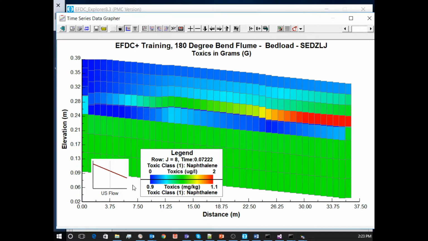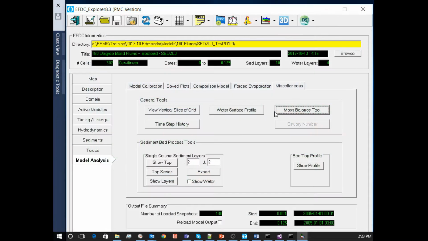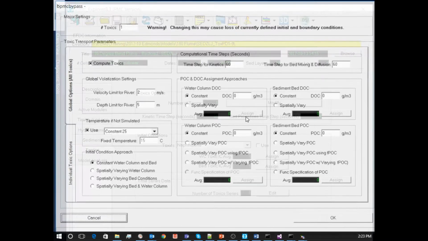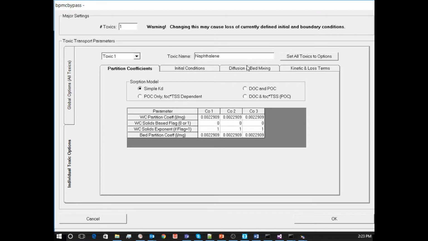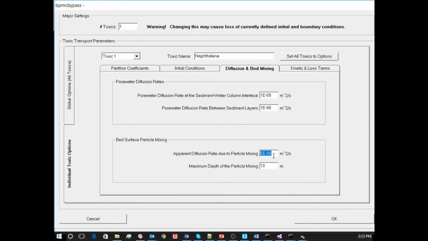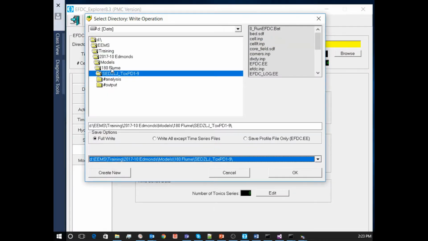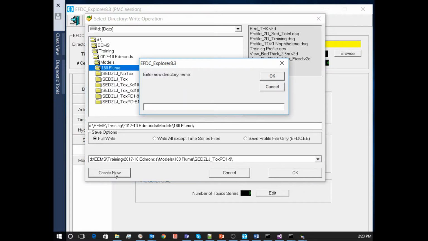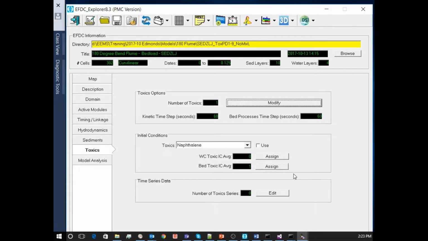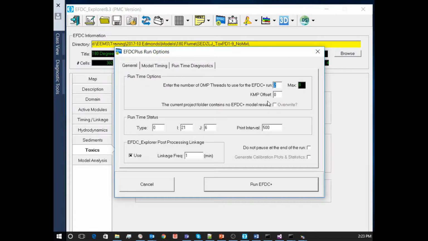So let's just see what happens. We shut that thing down and leave pore water on. If I just turn off my particle mixing, no mix, and run the model, we'll see how that behaves.